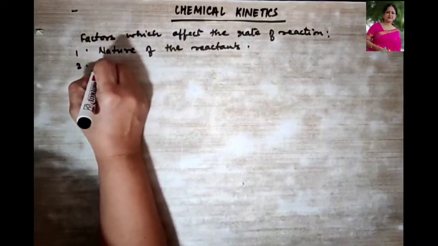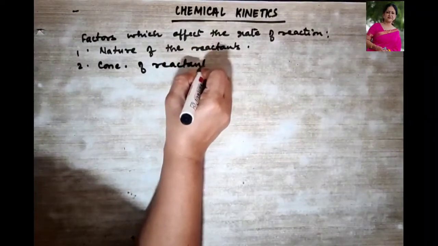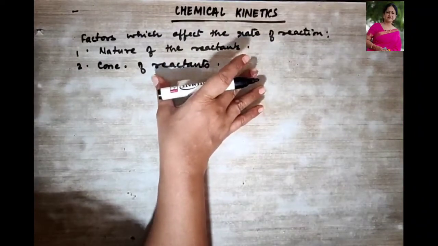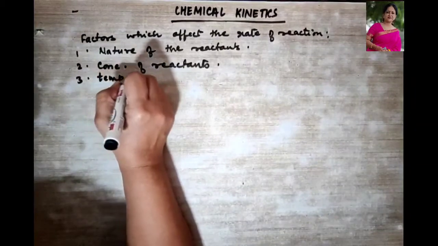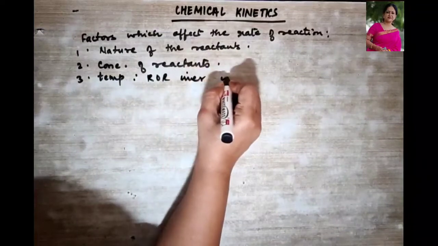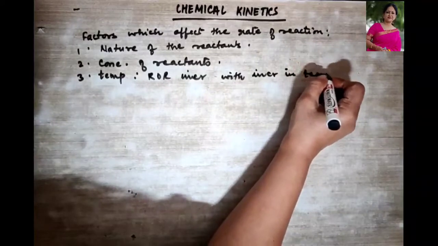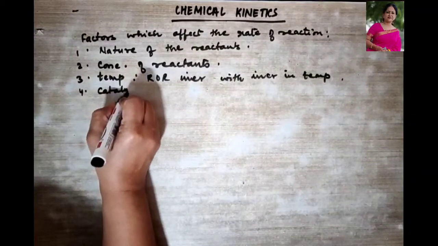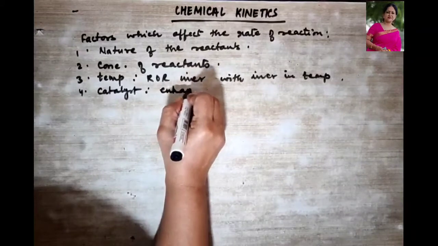Then the second point: the rate of reaction also depends on the concentration of the reactants. The rate of reaction increases with the increase in the concentration of the reactants. Then the third point: it also depends upon the temperature. The rate of reaction increases with increase in temperature. Then the fourth point, what about catalyst? The presence of catalyst, you already know, it enhances the rate of reaction.